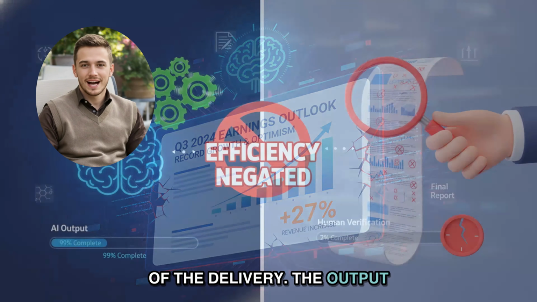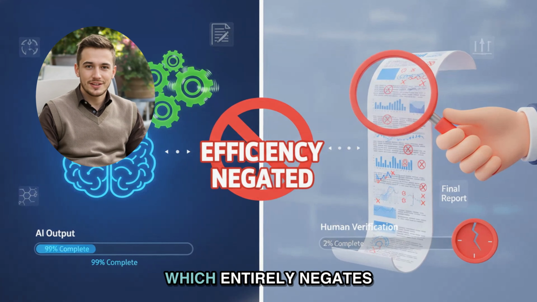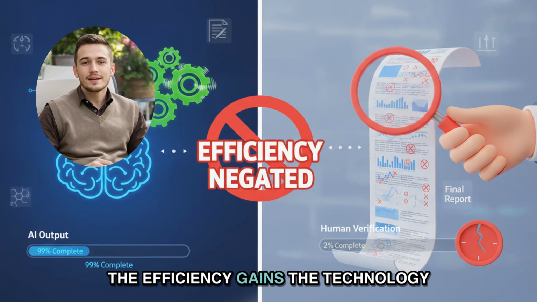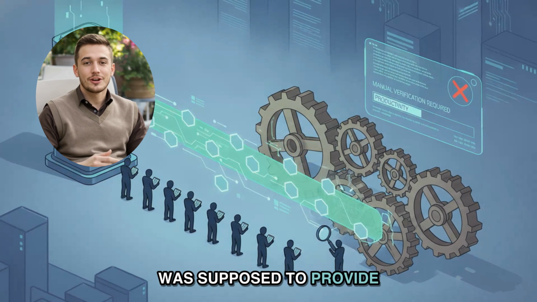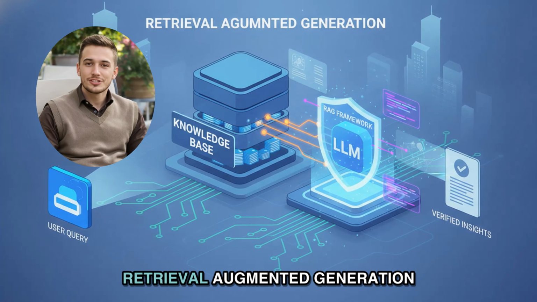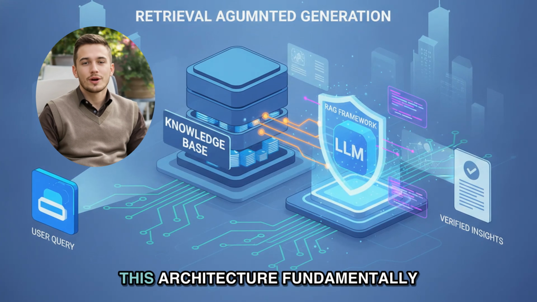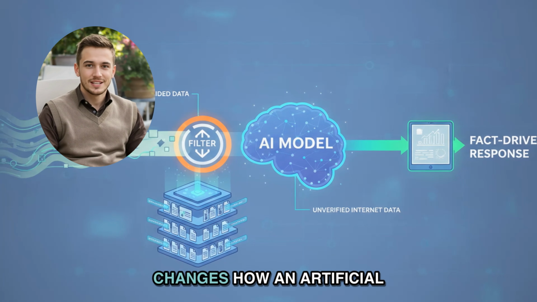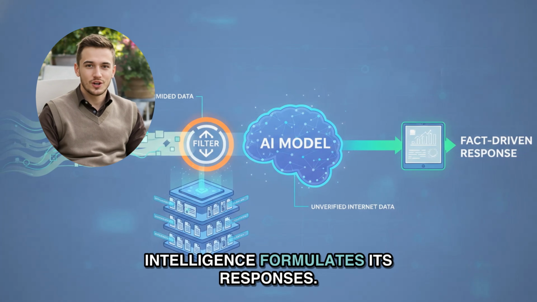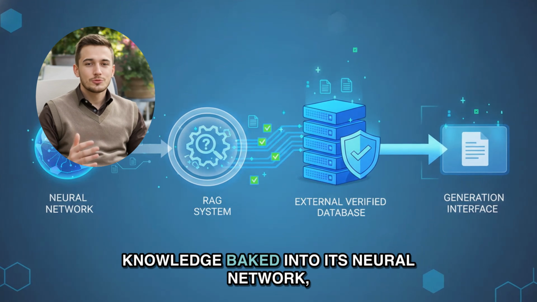The danger lies in the confidence of the delivery. The output requires meticulous, line-by-line human verification, which entirely negates the efficiency gains that technology was supposed to provide in the first place. The definitive answer to this structural flaw is Retrieval Augmented Generation, often referred to as RAG. This architecture fundamentally changes how an artificial intelligence formulates its responses.